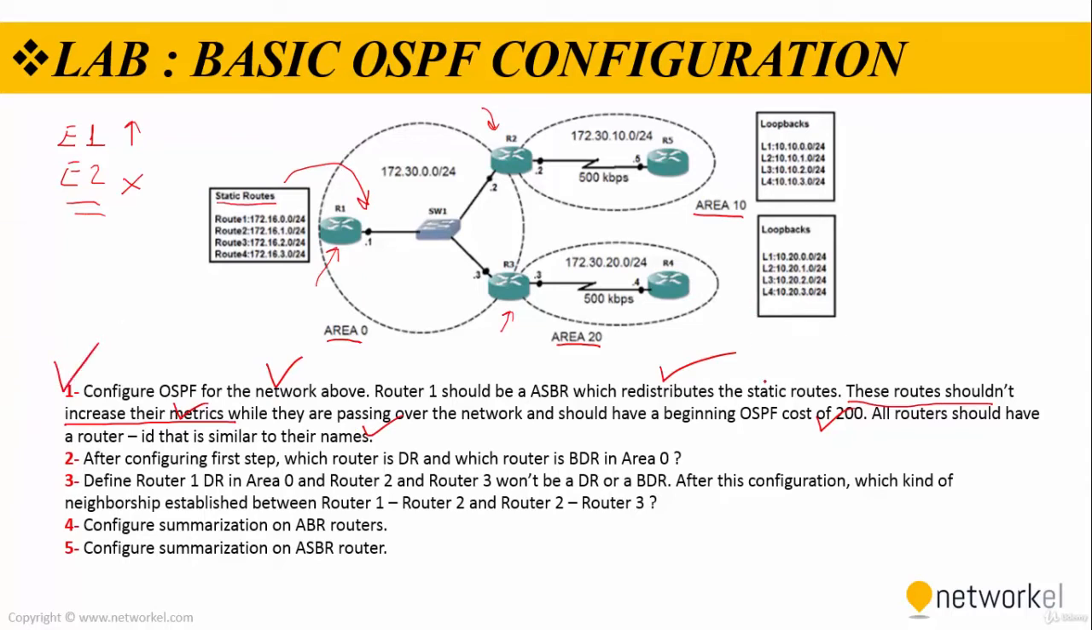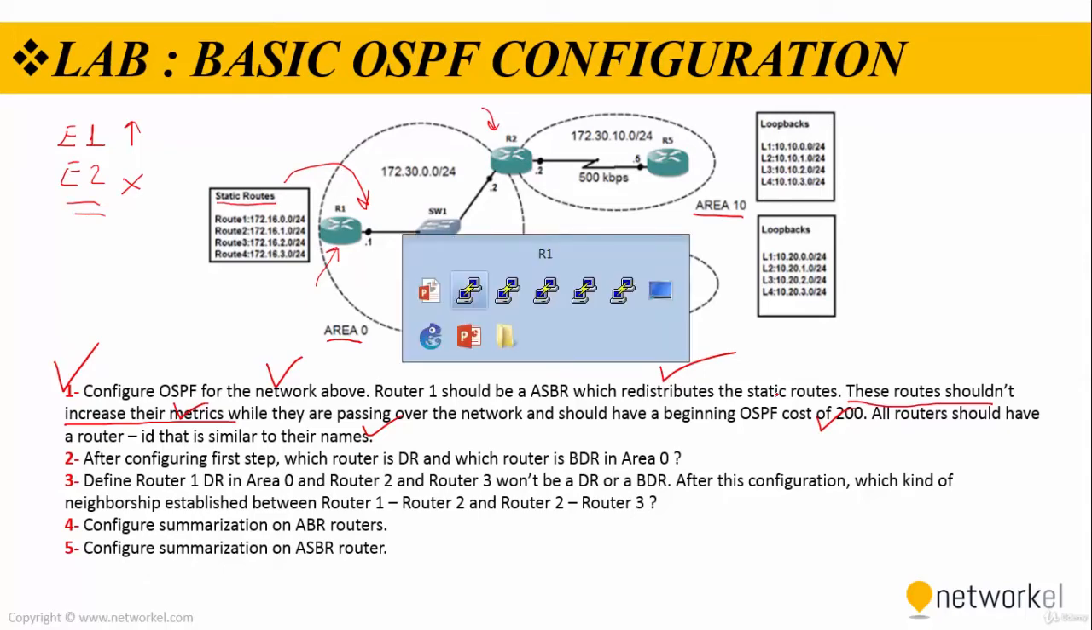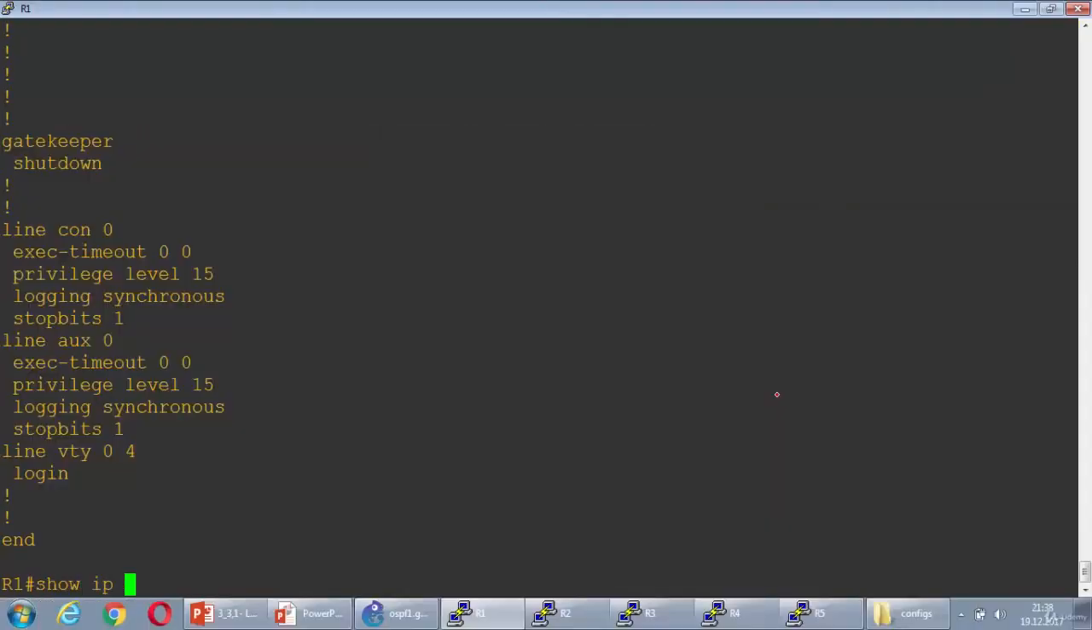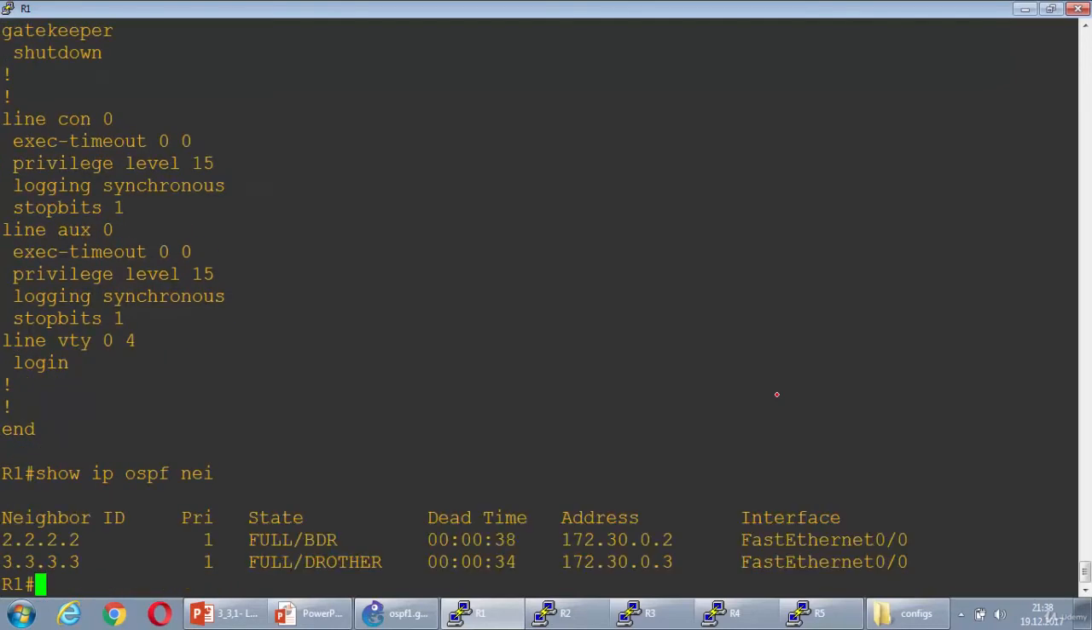In the second step, after configuring the first step, which router is DR and BDR in area 0? Let's go. Show IP OSPF neighbor is the command that I check for the DRs and BDRs in an area. Router 2 is the BDR in here. So who is DR? I couldn't see any DR in here.